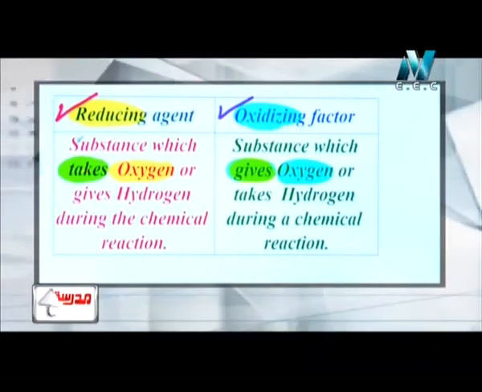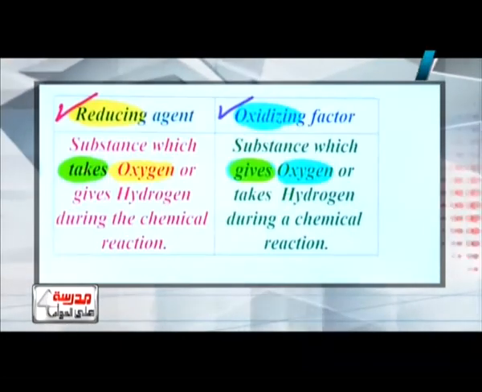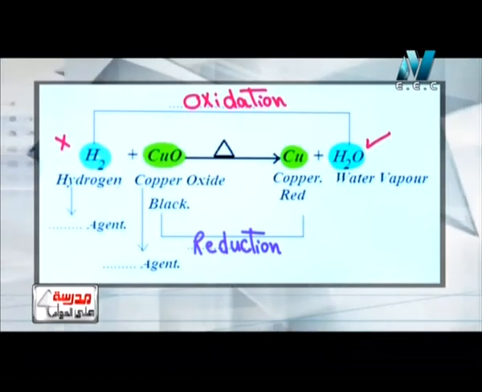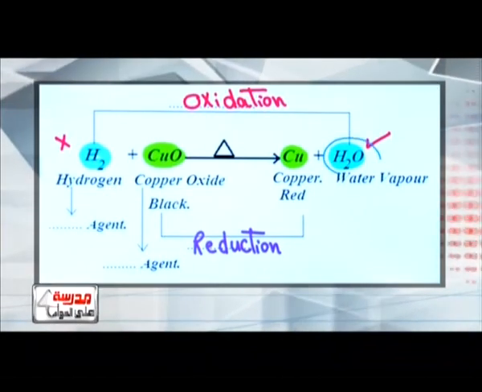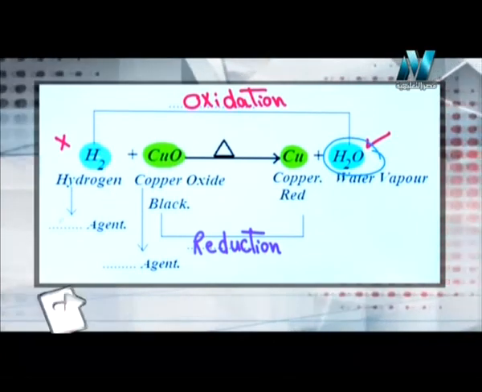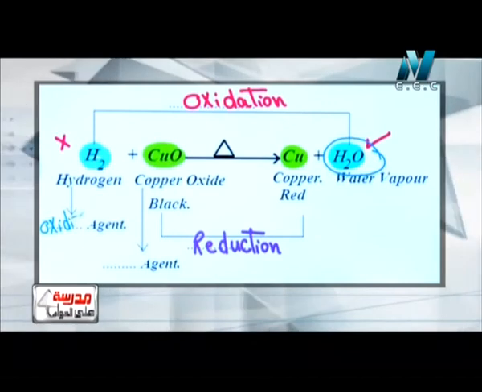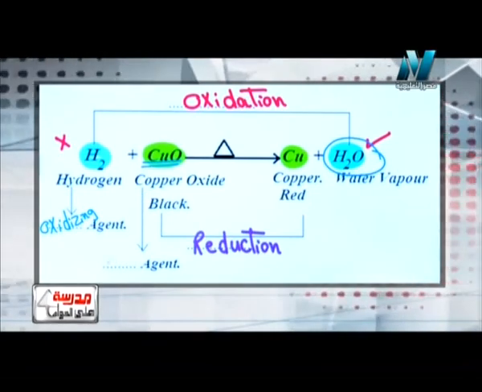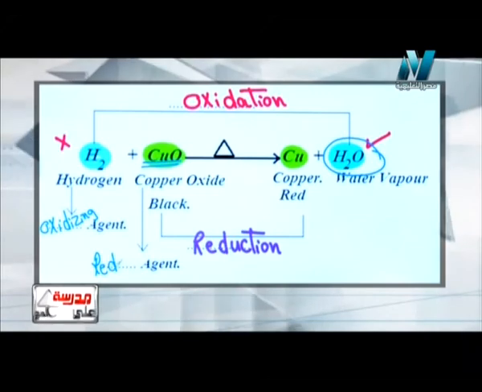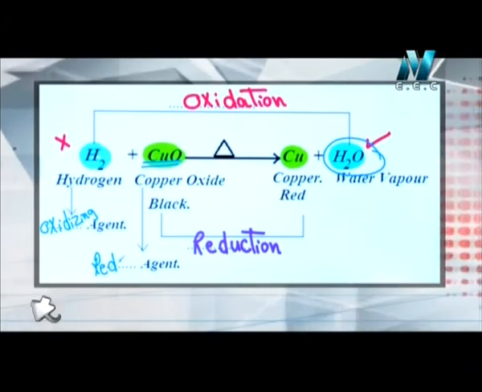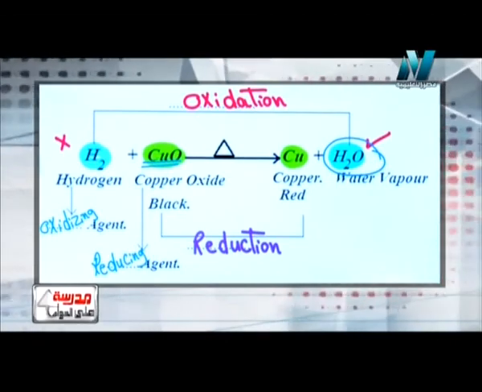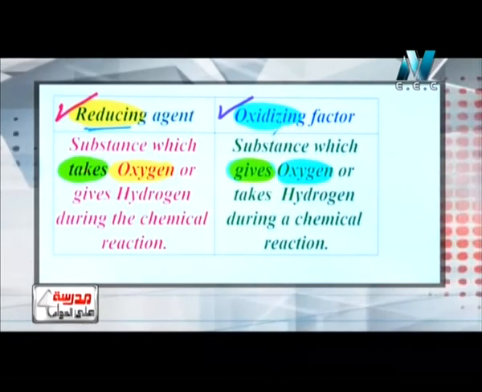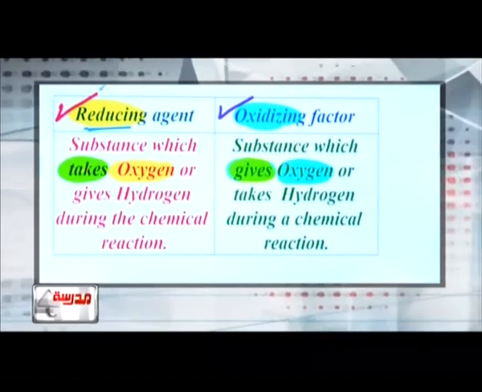The reducing agent seems to be the one that takes the oxygen. So we have hydrogen here, hydrogen takes oxygen, not water on the other side. So hydrogen is what? Is oxidizing agent. And the copper oxide is reducing agent, isn't it the copper oxide that gives oxygen? As we see here, we have reducing agent and oxidizing agent. Oxidizing agent gives oxygen and reducing agent takes oxygen.